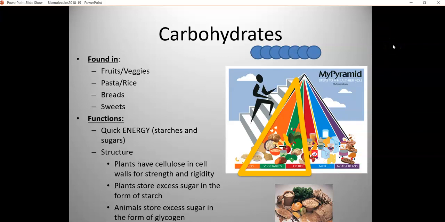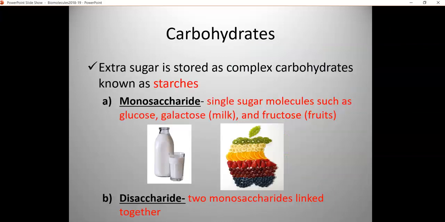All right, carbohydrates have extra sugar stored as complex carbohydrates known as starches. So that extra sugar or glycogen is stored as starches. Monosaccharide, a single sugar molecule such as glucose, galactose, which is in milk, and fructose, which is in fruits. So those are all monosaccharides, or single, okay?